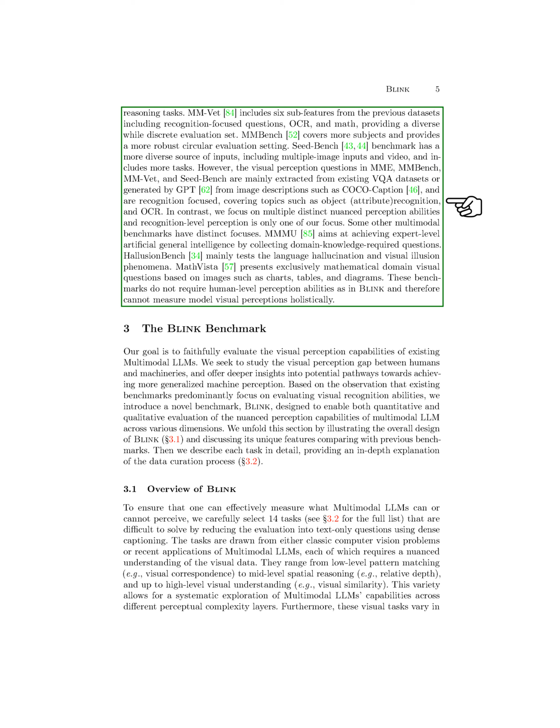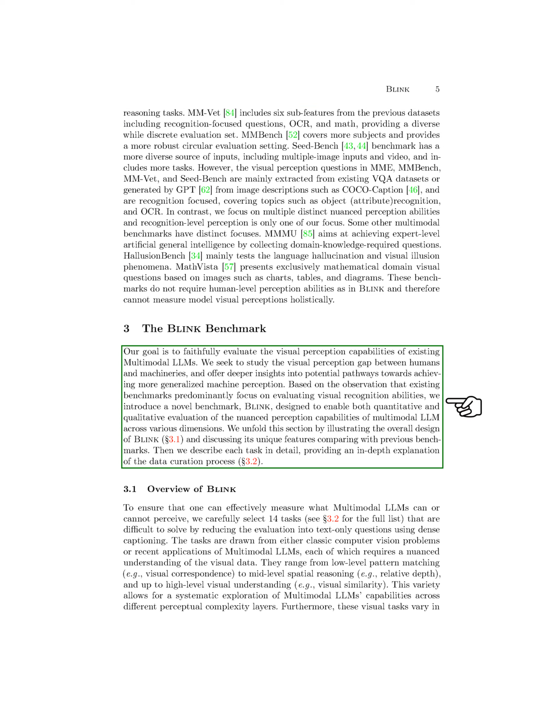On the other hand, there are benchmarks like MMMU, HallusionBench, and MathVista that have specific focuses such as expert-level artificial general intelligence, language hallucination, and mathematical domain visual questions. However, these benchmarks do not require human-level perception abilities like Blink does. Our goal with Blink is to evaluate the visual perception abilities of existing multimodal models. We want to understand the gap between human and machine perception and explore ways to improve machine perception. Existing benchmarks mainly assess visual recognition abilities, so we introduce Blink to evaluate nuanced perception capabilities across various dimensions.